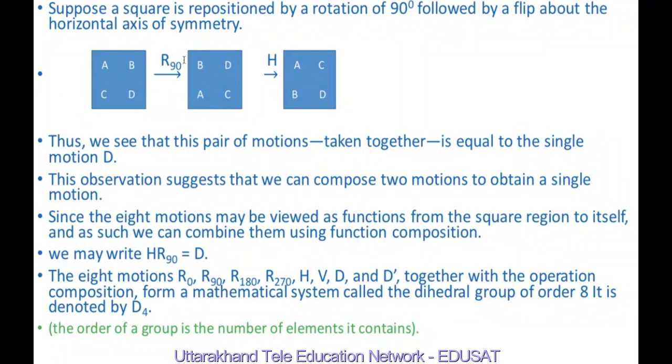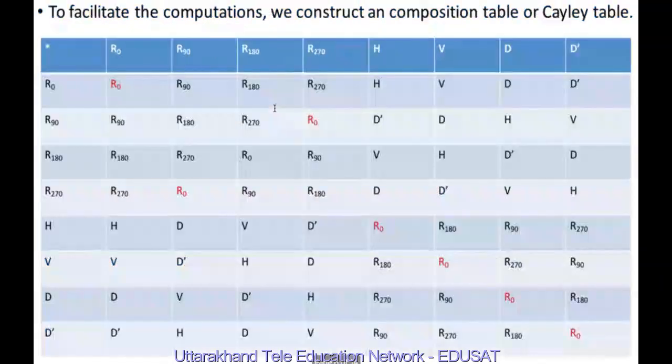I have discussed the example of a rotation of 90 degrees and a flip around the horizontal axis, in which we get nothing but the flip around the main diagonal. So it means H into R90 is nothing but D. Similarly, we can find R90 into R90, which is nothing but R180, and R90 into R180, which is nothing but R270.